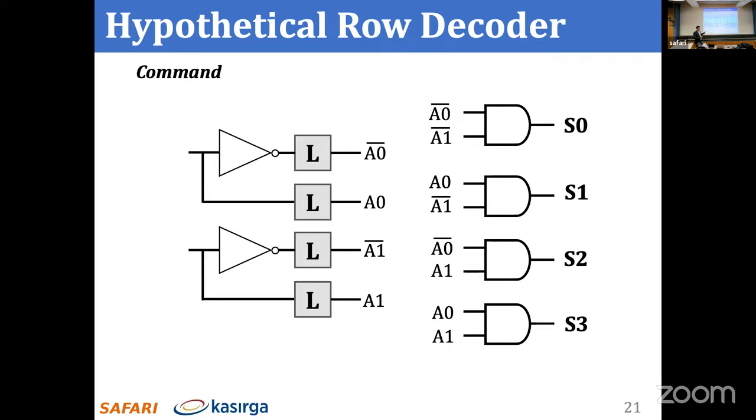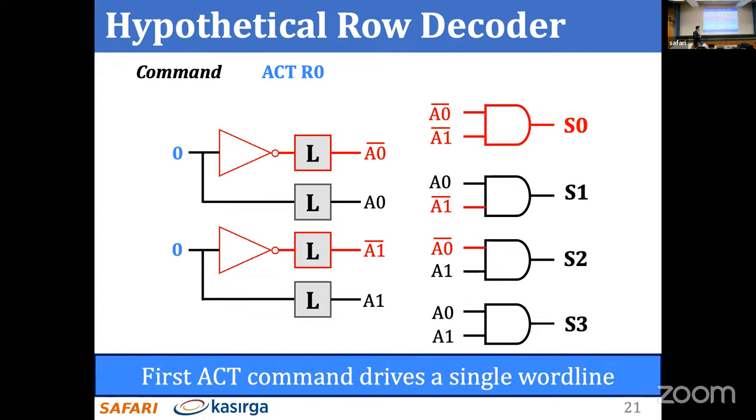Now let's see what happens when we send the specialized command sequence. We will start by sending an activate command to row zero. This will enable latches that drive A0 bar and A1 bar because both of the addresses are zero. And consequently, what happens on the right-hand side of this diagram is you will see that the select signal zero gets enabled. That's perfectly fine. We're trying to activate a row, and we have essentially activated one row by enabling one of the select signals. But you also see that S1 and S2 have partially driven inputs in their AND gates. And to conclude this slide, the first activate command will drive a single word line.